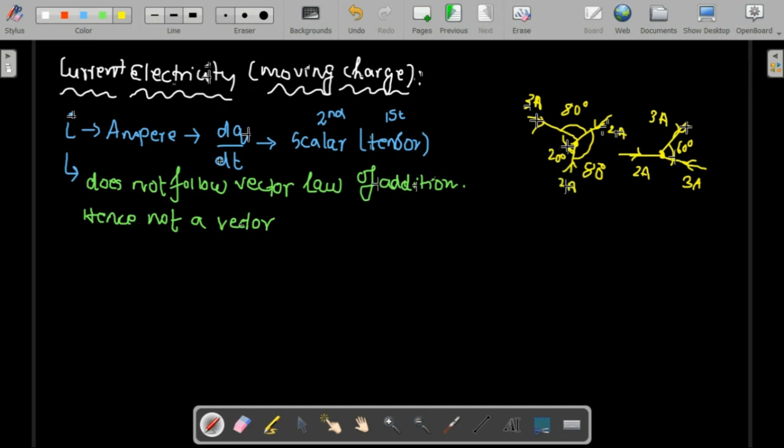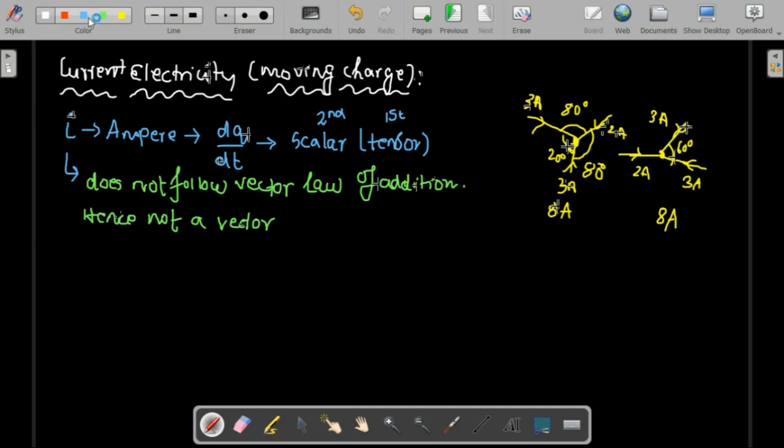If you look into both these cases, the current at this particular point is 3 ampere coming in, 2 ampere and 2 ampere. Let me take one more 3, because here I've taken 2, 3 amperes. So 3, 3, 6 and 2, 8 ampere. So the total current is 8 ampere here. If you consider this other case, this is 2, this is 3, 3, 6, so this is also 8 ampere. In both cases, it remains 8 ampere. It does not depend at what angle it is coming in. So that's the reason it's not a vector. In fact, this tells me that it does not follow the vector law of addition. That's very important.